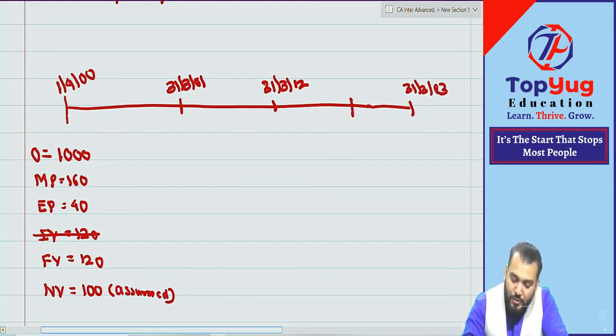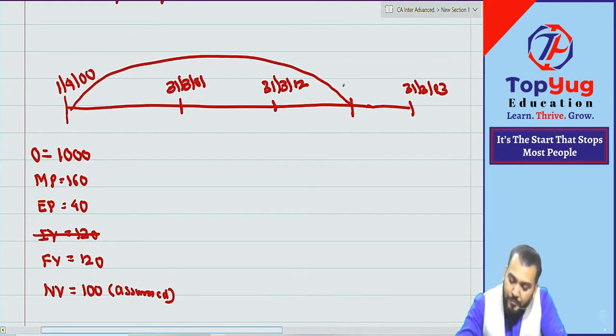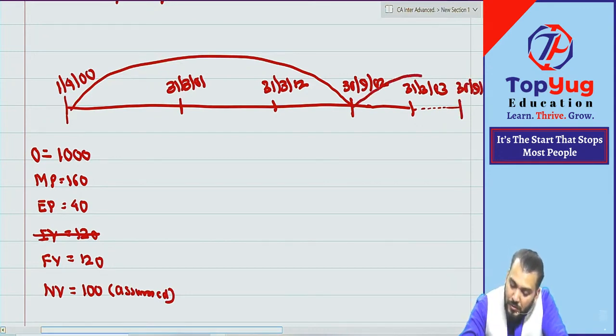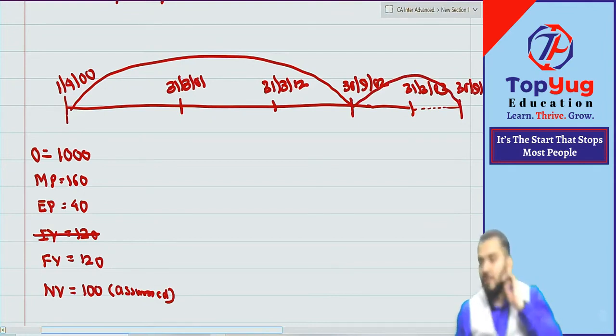But the vesting period is 2.5 years, so 30 September 2002, and the exercise period is 1 year from this, that is 30 September 2003. This is the exercise period. Understood? Clearly it should be drawn.